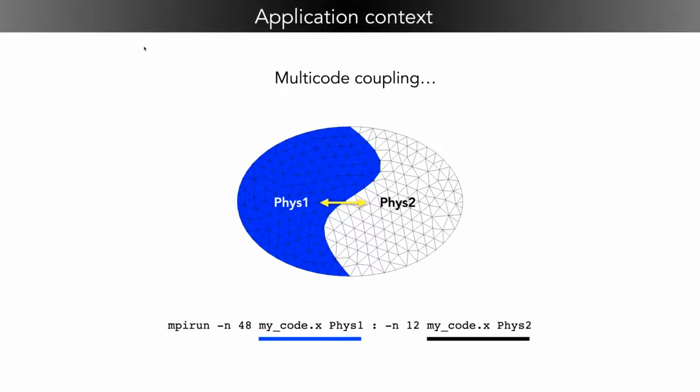So the context is multi-code coupling. This is something we use a lot because it's a very flexible way of coupling physics: you can use different resolutions, you can use different algorithms to couple them, and you don't lose time, as I will show you afterwards. On the bottom left, this is how we invoke a multi-code coupling inside the same MPI communicator.